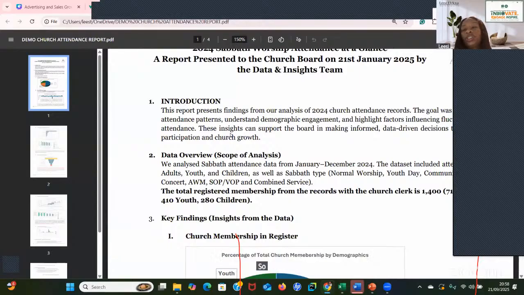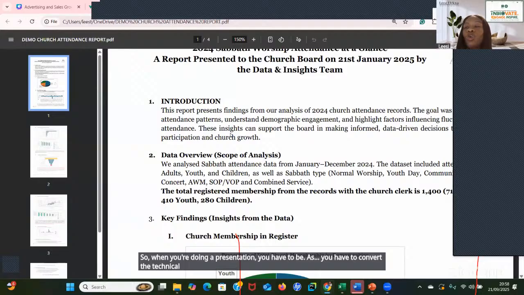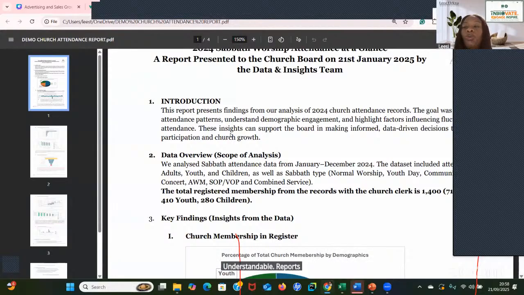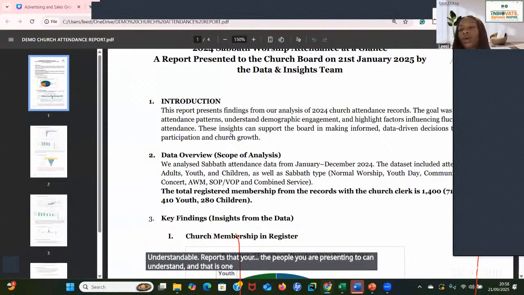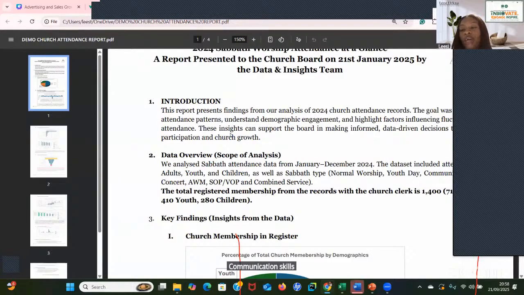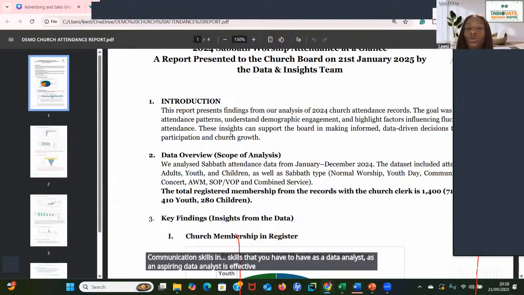So when you're doing a presentation, you have to convert the technical jargon into a non-technical, understandable report that the people you are presenting to can understand. And that is one major skill, like I talked about yesterday, communication skills, that you have to have as a data analyst and an aspiring data analyst: effective communication. You should be able to communicate all your technical jargon in very simple terms to your stakeholders.